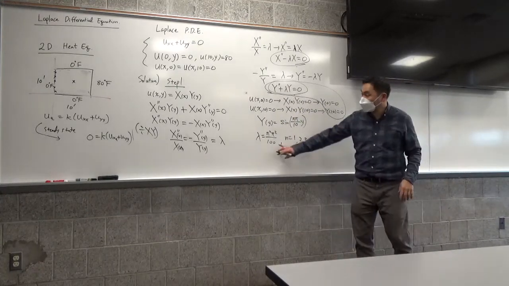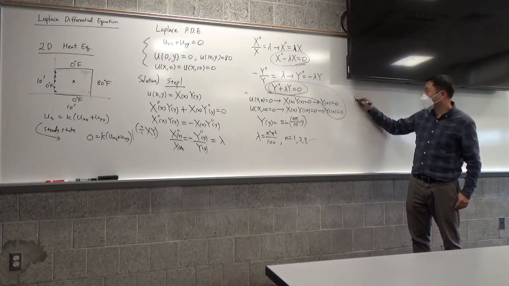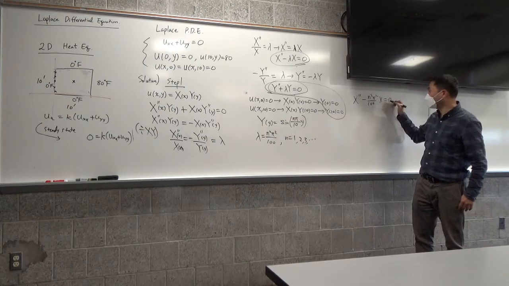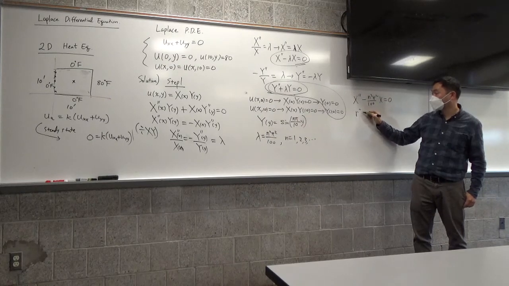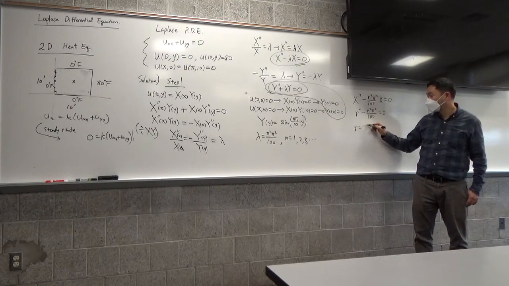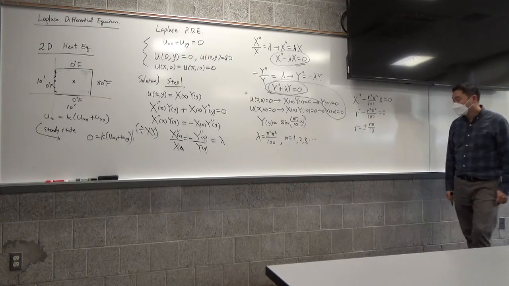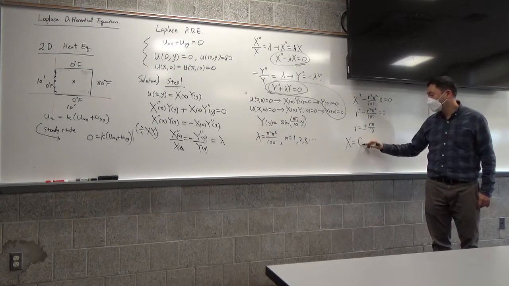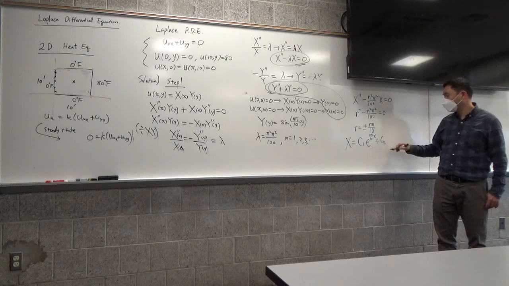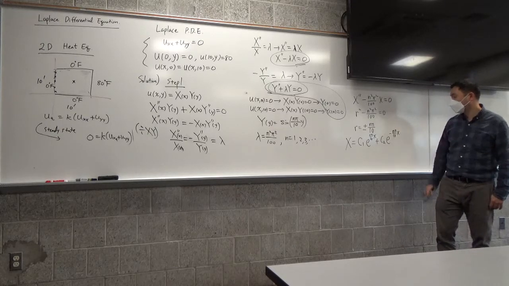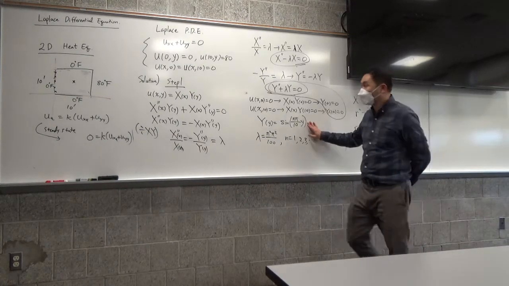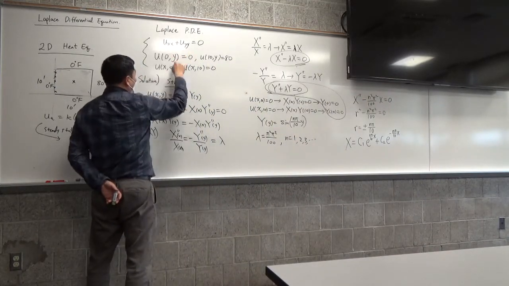Okay, since we get the lambda values, now I can put that back in here and get the following equation for x, which is x double prime minus n squared pi squared over 100 x equals 0. And to solve this, you just need to write down the characteristic equation, which is r squared minus n squared pi squared over 100 equals 0. And then if you solve this, you get r equals plus or minus n pi over 10. And then that tells us that x must be c1 times e to the negative, actually positive, n pi over 10 x plus c2 e to the negative n pi over 10 x. Those are the two solutions. Okay, so, and then we multiply this with this. That'll be all the possible solutions of this with this second boundary condition, okay?